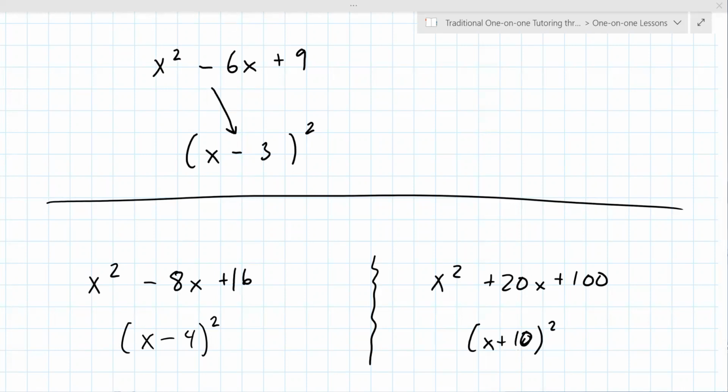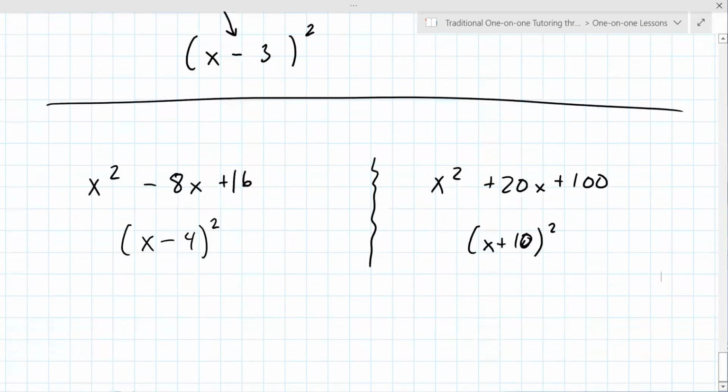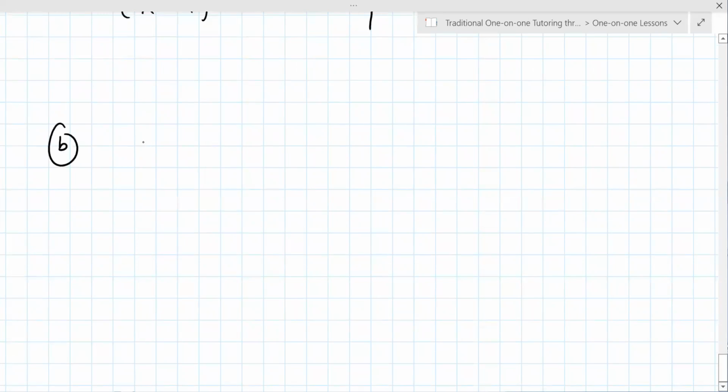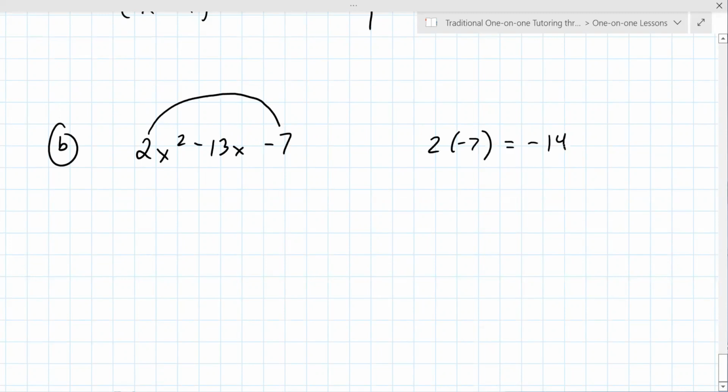We won't get that many examples of these, but we'll just do this one. Okay, so letter B, 2x squared minus 13x minus 7. You take the 2 and the minus 7 and you multiply them together. So that's minus 14. Now what you're looking for are two numbers that multiply to minus 14, but add up to minus 13. So there's a number of combinations here to consider.